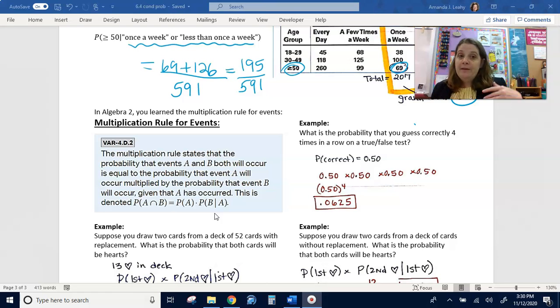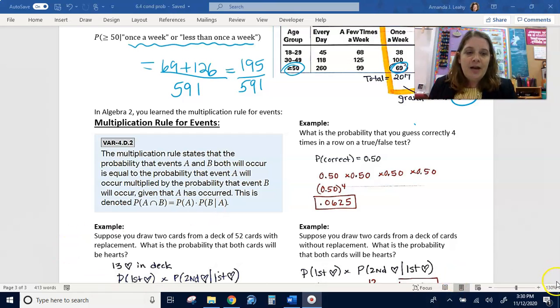If there's a 70% chance that I'm going to guess correctly on something, there's a 0.7 times 0.7 times 0.7 times 0.7 chance that I would guess correctly 4 times in a row. Or if there's only a 25% chance that I'm going to guess correctly, there's 0.25 times 0.25 times 0.25 times 0.25 in a row. So we just repeat those probabilities using the multiplication rule.